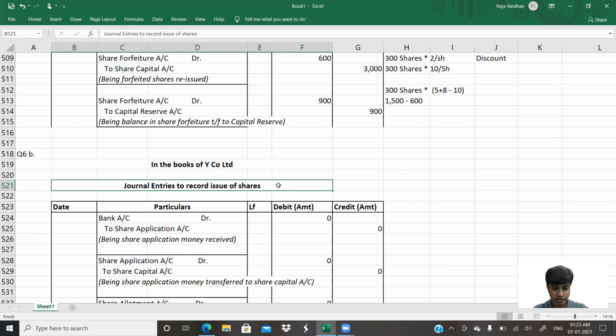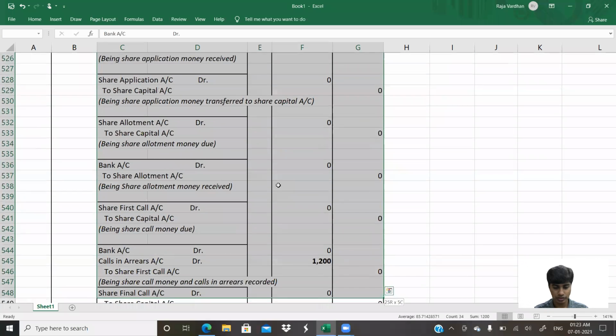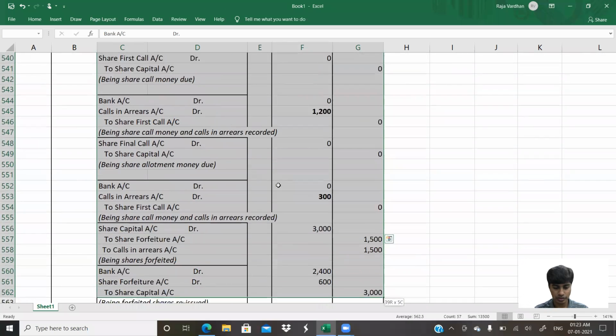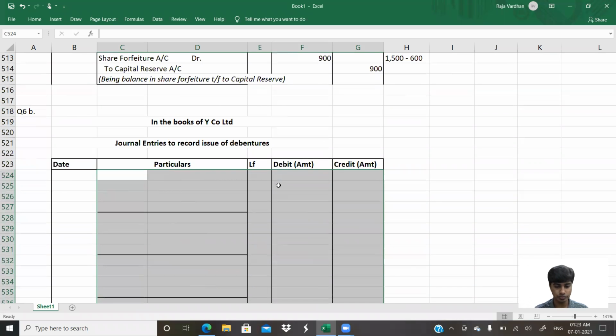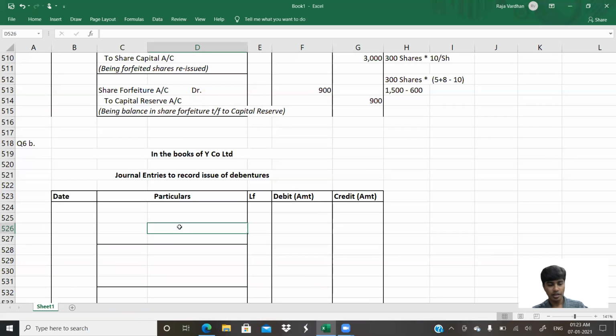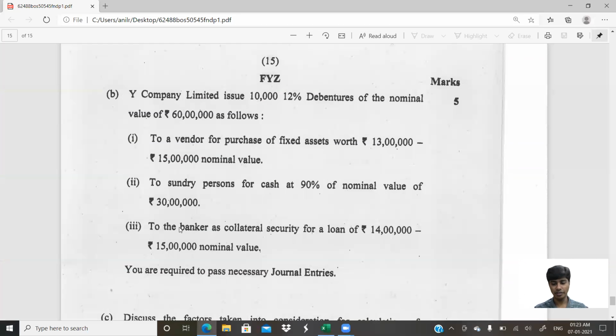I don't know. Journal entry to record issue of debentures. Our format is ready. I am ready. Let's start with 6B. Shall we? Yeah. So read the question. What does it go like?